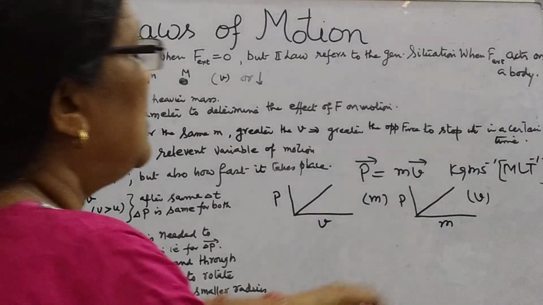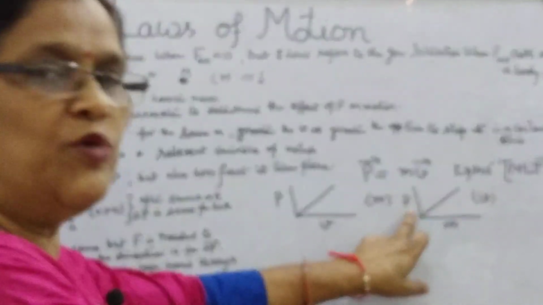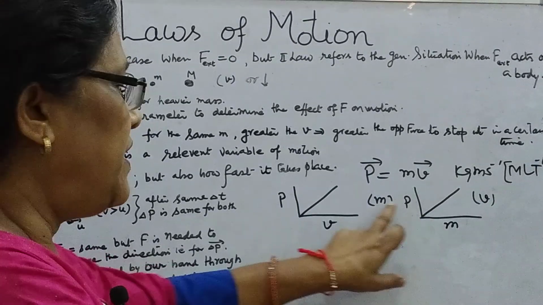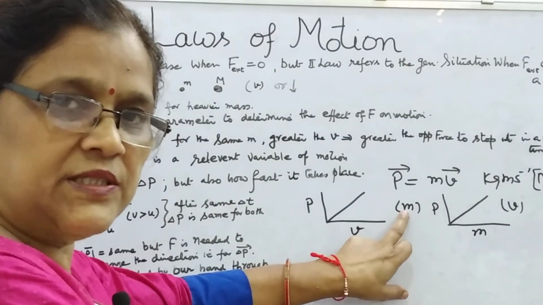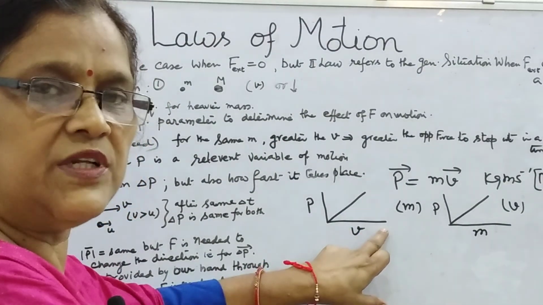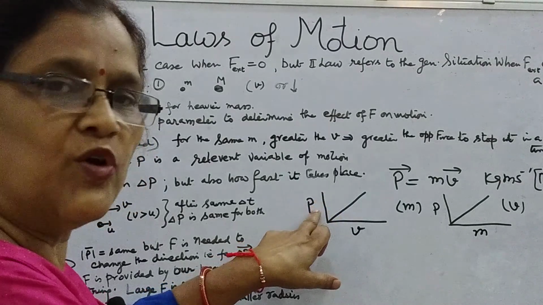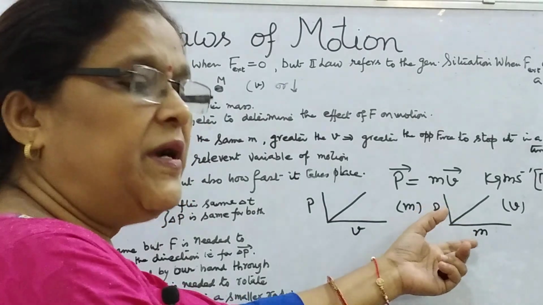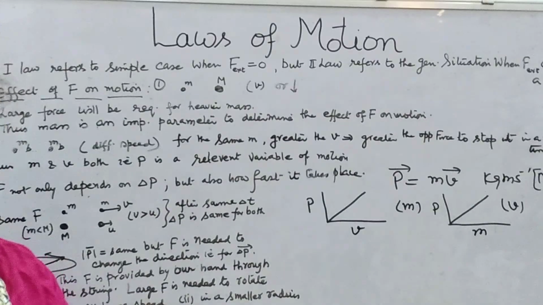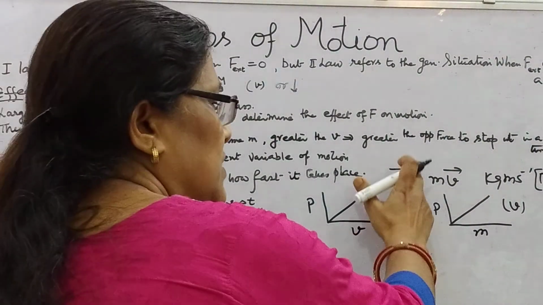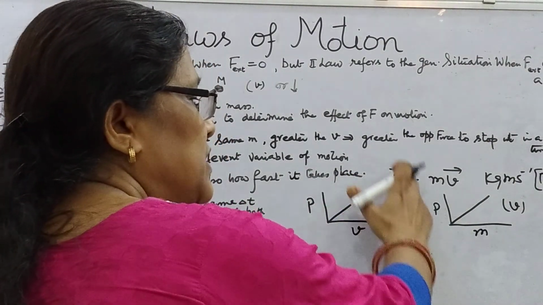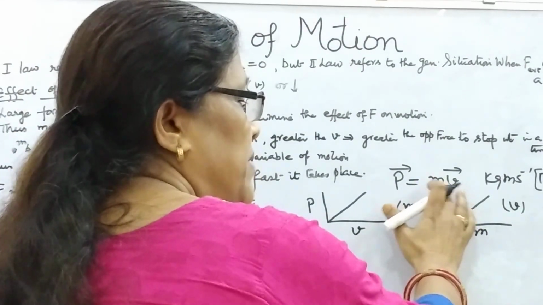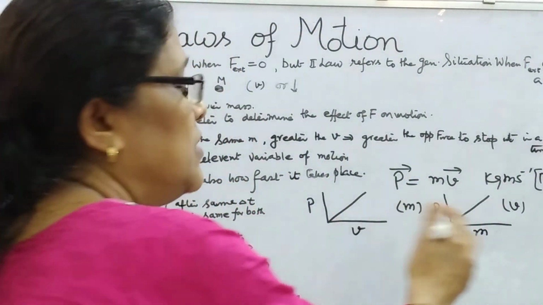That means the larger the mass, the more the momentum out of two objects of different masses. Here, for bodies of the same mass but moving with different velocity, the larger the velocity, the more the momentum. What about momentum if you draw the velocity and mass curve? For two objects moving with constant momentum, their momentum is the same. Then what is the relation of m and v? Inversely.